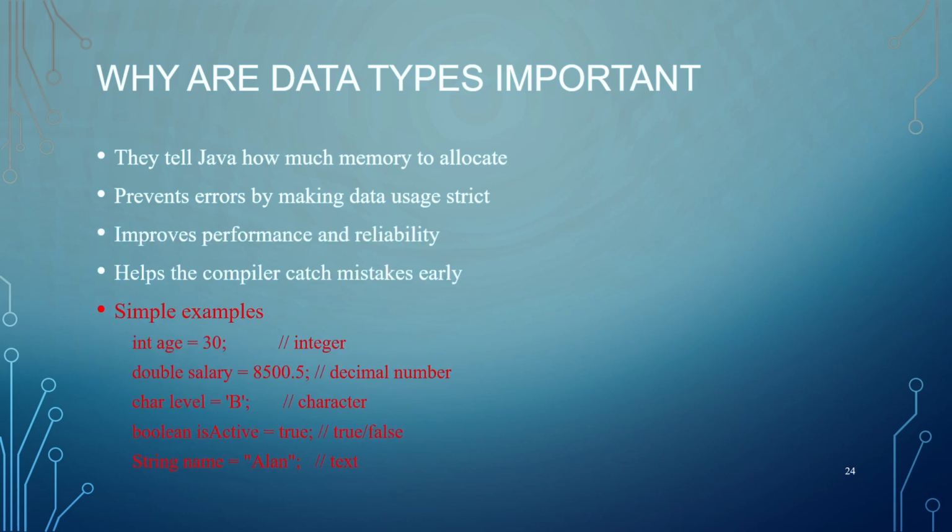The examples on this slide show how different data types are used in practice. An int is used for whole numbers like age, a double for decimal values such as salary, a char for single characters, a boolean for true or false conditions, and a String for text. Together, these examples demonstrate how choosing the correct data type makes Java code clearer, safer, and more efficient.